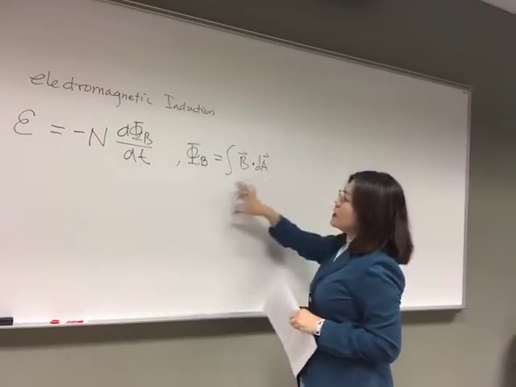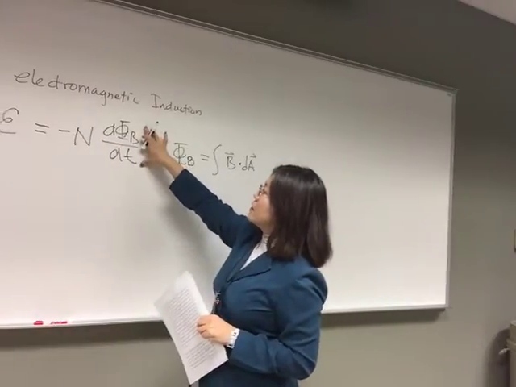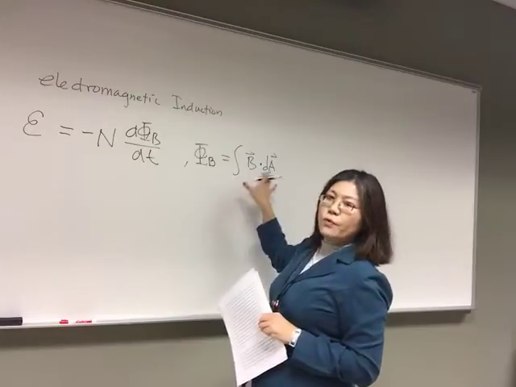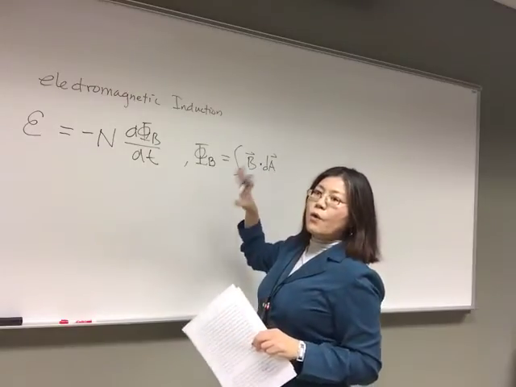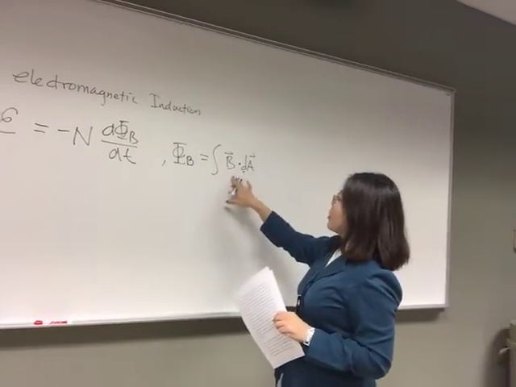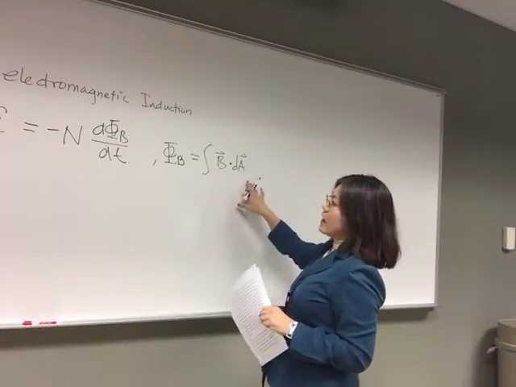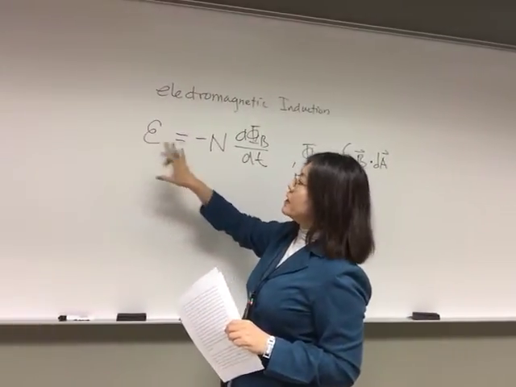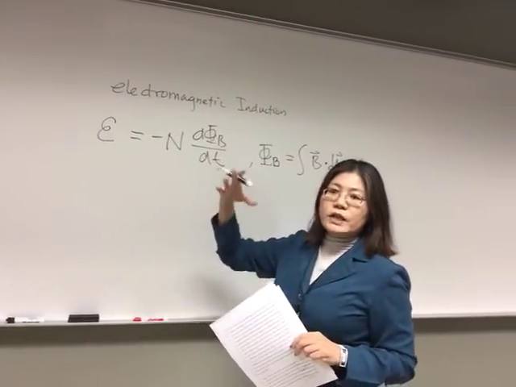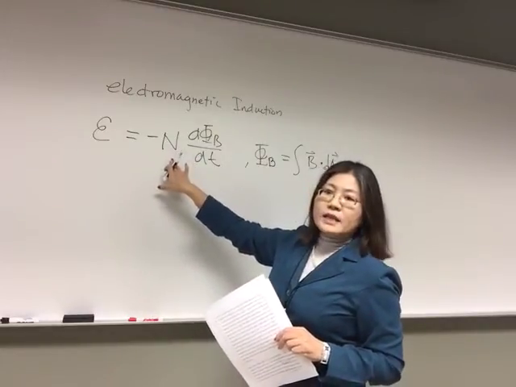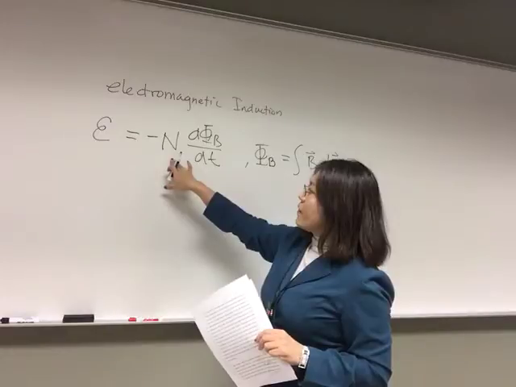What this equation tells you is that if there's a change of magnetic flux, either through the change of magnetic field, or through the change of cross-section area, or through the angle between the magnetic field and the cross-section area, then there is an induced EMF in the circuit. When there's an induced EMF in the circuit, it means that there's induced current in the circuit. Now the capital N here indicates the number of turns of that coil.